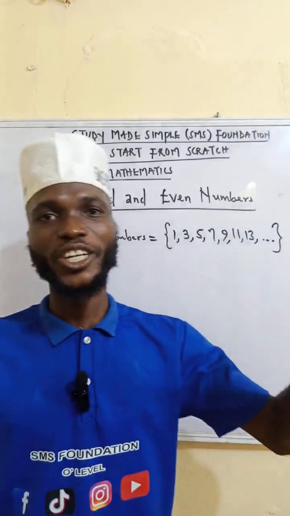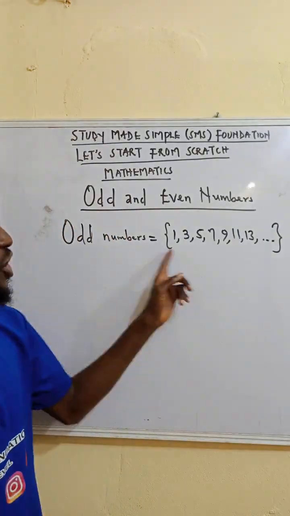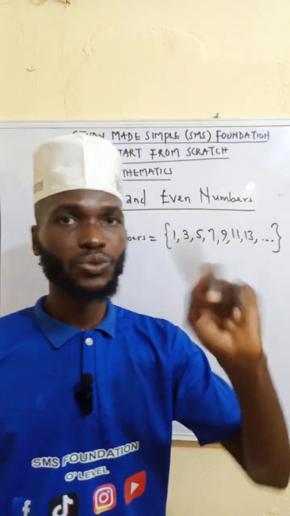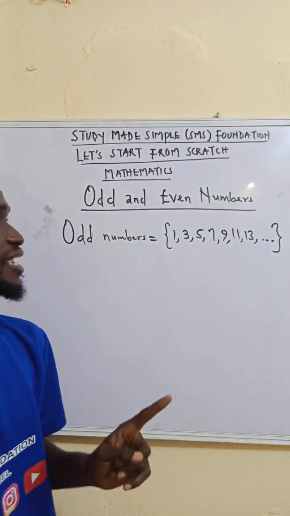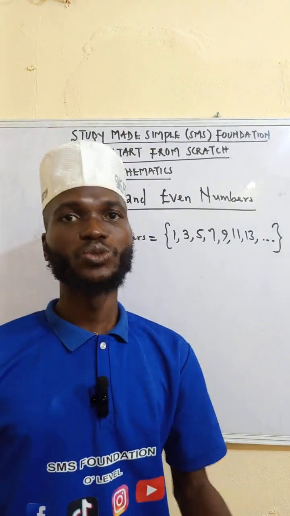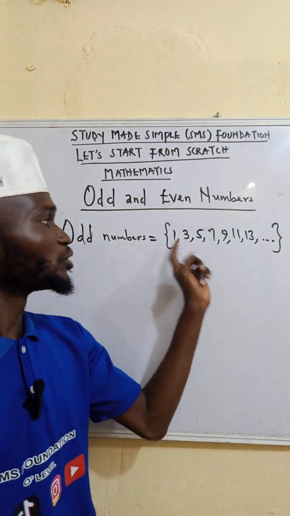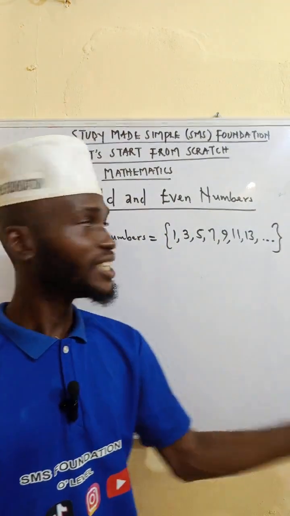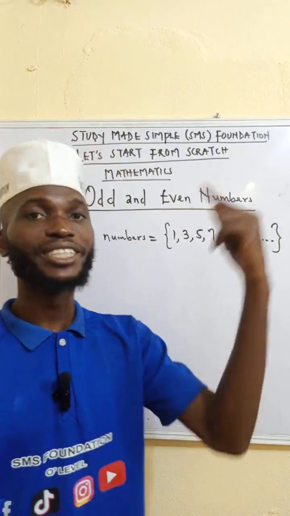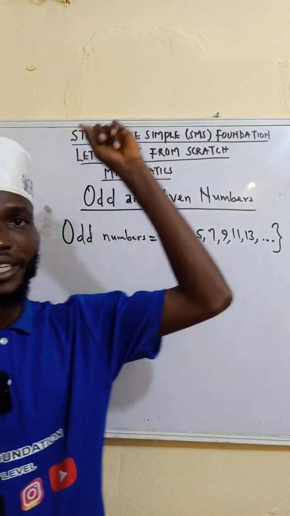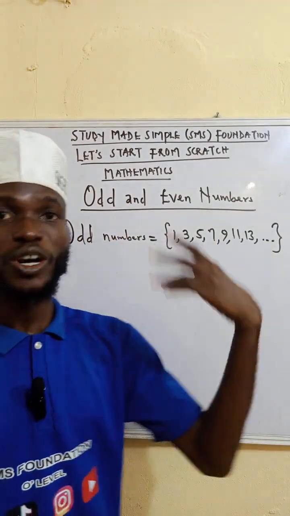These are odd numbers. Each of these numbers cannot be divided by 2 evenly. You must have a remainder if you divide any one of them by 2, and the remainder is always 1. Divide 1 by 2, you have 0 remainder 1. Divide 3 by 2, you have 1 remainder 1. Divide 5 by 2, you have 2 remainder 1. 7 by 2, you have 3 remainder 1. 9 by 2, you have 4 remainder 1.